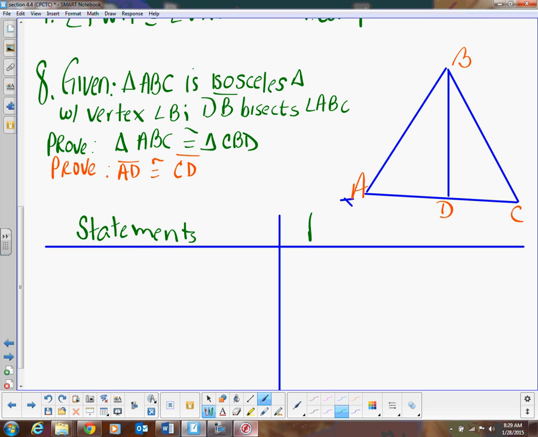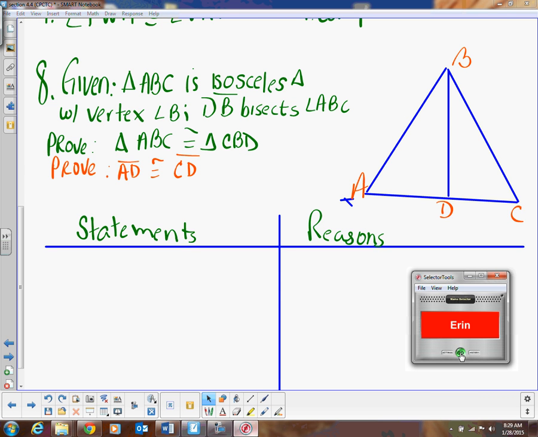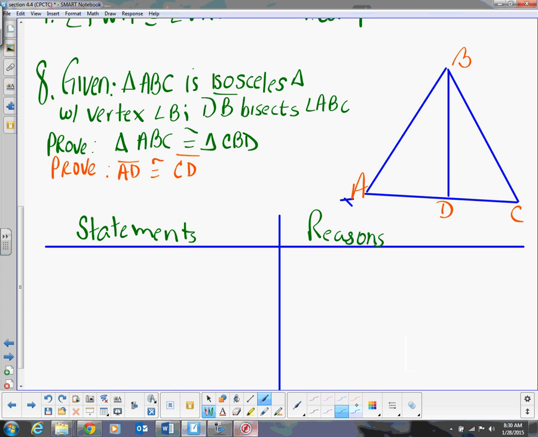So we've got statements and we've got reasons. All right, so if your name's called, it doesn't count while you're gone. Lucas, all right, what can you tell me? What can we mark? You can mark AD with the hatch mark and then CD. ABC is isosceles with vertex angle B. DB bisects ABC, so you would mark angle ABD congruent to DB.